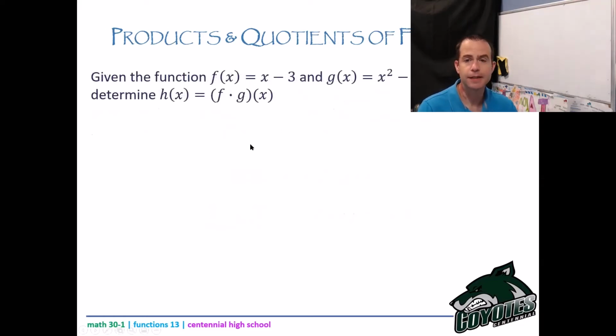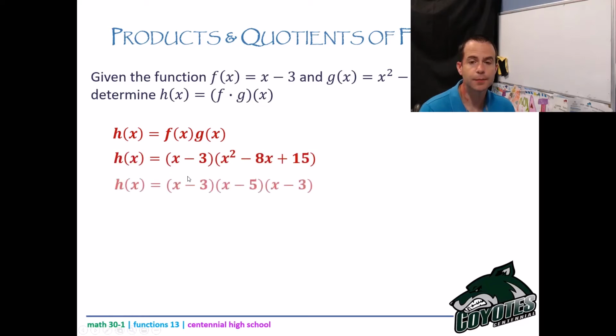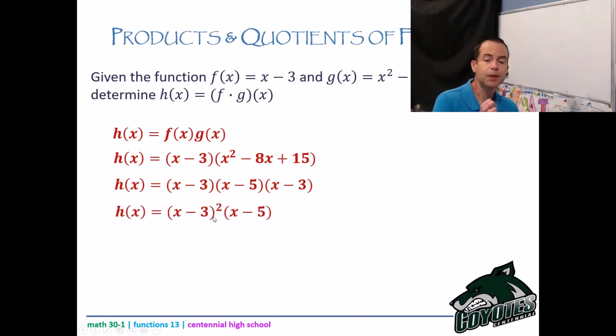Given the function f of x equals x minus 3 and g of x is x squared minus 8x plus 15, determine h of x, which would be f times g of x. Okay. Now, when we're doing these, we usually write them in factored form because we have a better visual of it. So x squared minus 8x plus 15, we could factor that. Two numbers that multiply together to give you 15 and add together to give you negative 8 would be negative 3 and negative 5. So we end up with x minus 3, x minus 5, x minus 3, but then I can put those x minus 3's together. So I have x minus 3 squared times x minus 5.